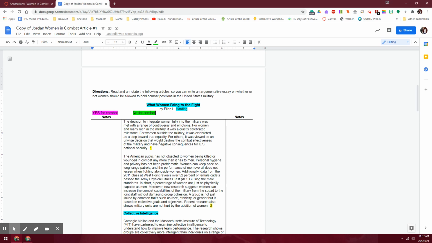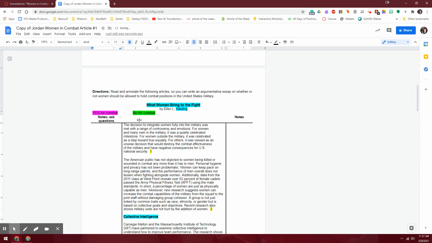And so let's just go ahead and start with this first paragraph. And off to the side in these notes on either side, I'm going to do specific things. So on this side with my notes, I'm going to ask questions. And with this side, I'm going to write commentary.